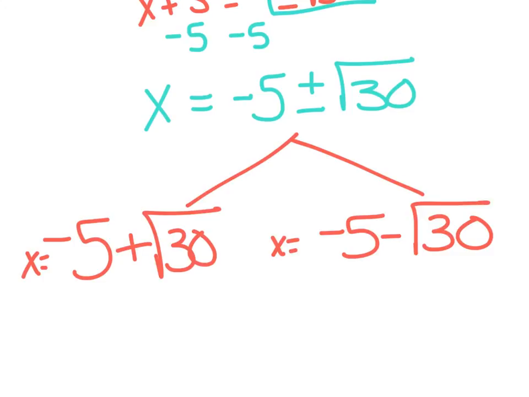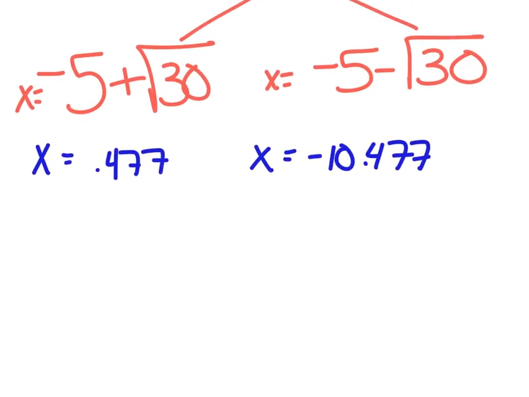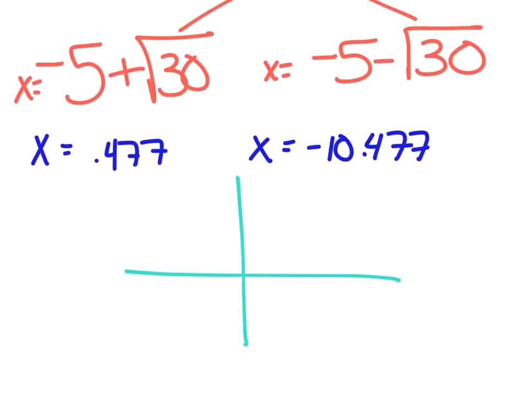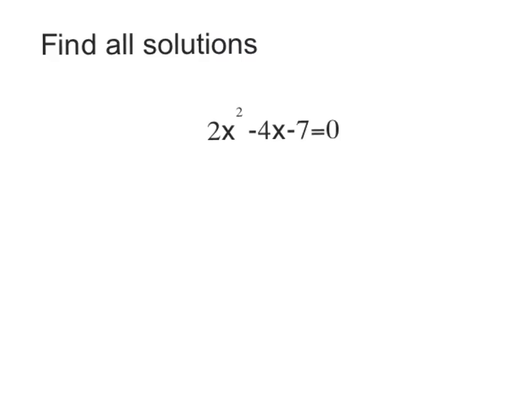Now if you want to grab your calculator and type that in, -5 + √30 is approximately 0.477, and -5 - √30 is approximately -10.477. So what did I just find? Those are the zeros of my graph. So if that's 0.477, and if -10 is down here, it's a little bigger. Those are the zeros of what this parabola looks like. Okay, so it's not the vertex this time. I'm finding the solutions, or the zeros. All right, so let's find the solutions with an ugly one.